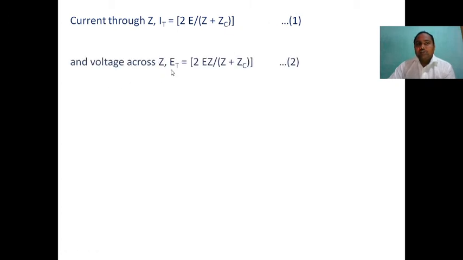And the voltage across Z, ET. So how can you find out the transmitted voltage? The transmitted voltage is nothing but V is equal to IZ. Here ET is equal to I into Z. Already we know the transmitted current is 2E by Z plus ZC, multiplied with impedance Z. Simply we get the transmitted voltage. Once again, E is equal to IZ. So the transmitted voltage is 2E Z by Z plus ZC.